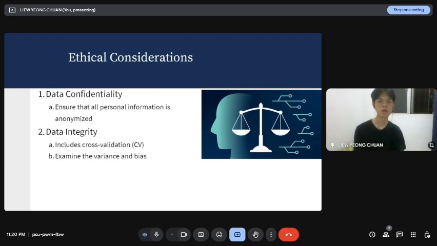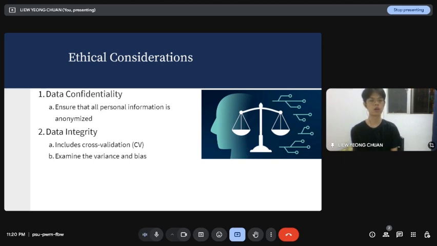The first consideration we got here is data confidentiality. This is due to the fact that our data contains sensitive customer information, and to overcome this, we ensure that all personal information is anonymized, and all of the information will be strictly used for this project only. The second consideration we got here is data integrity.